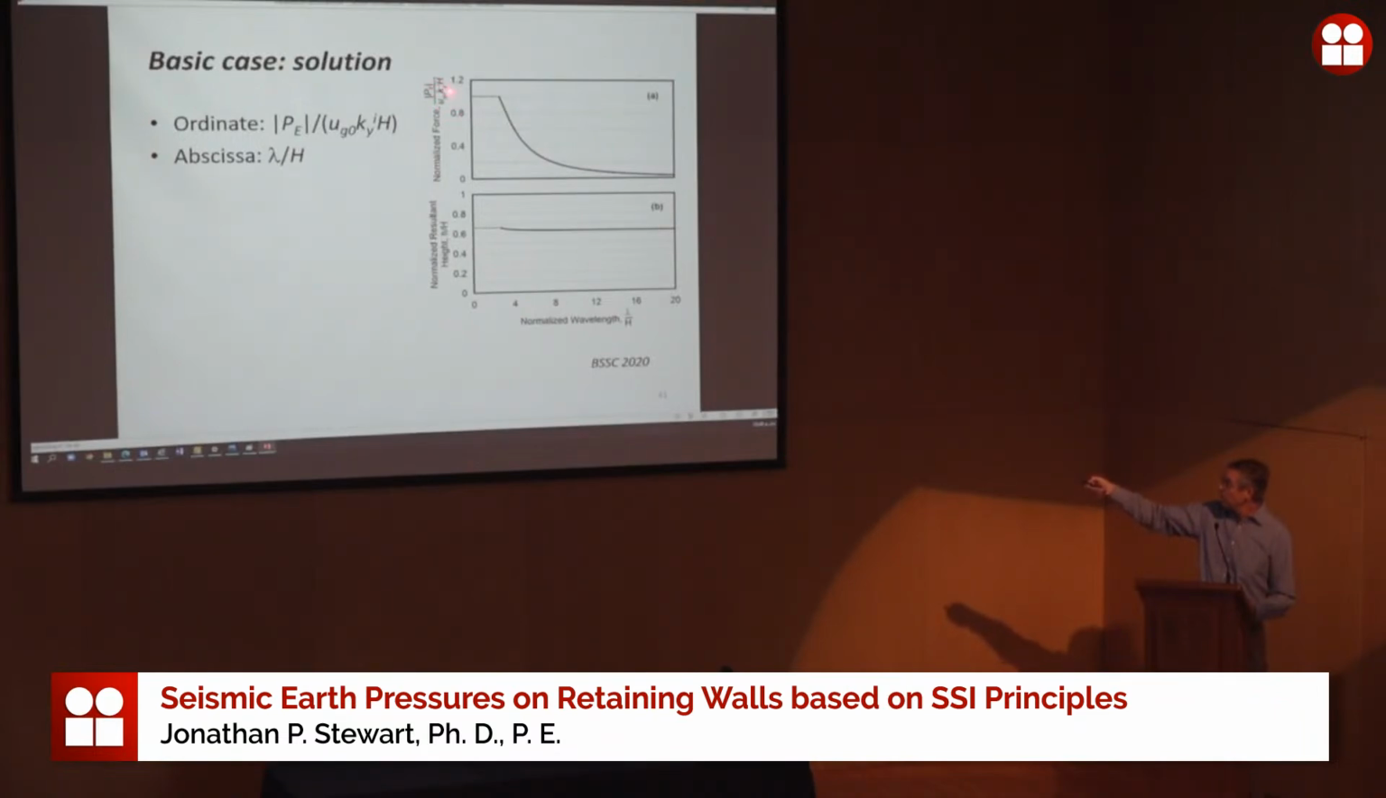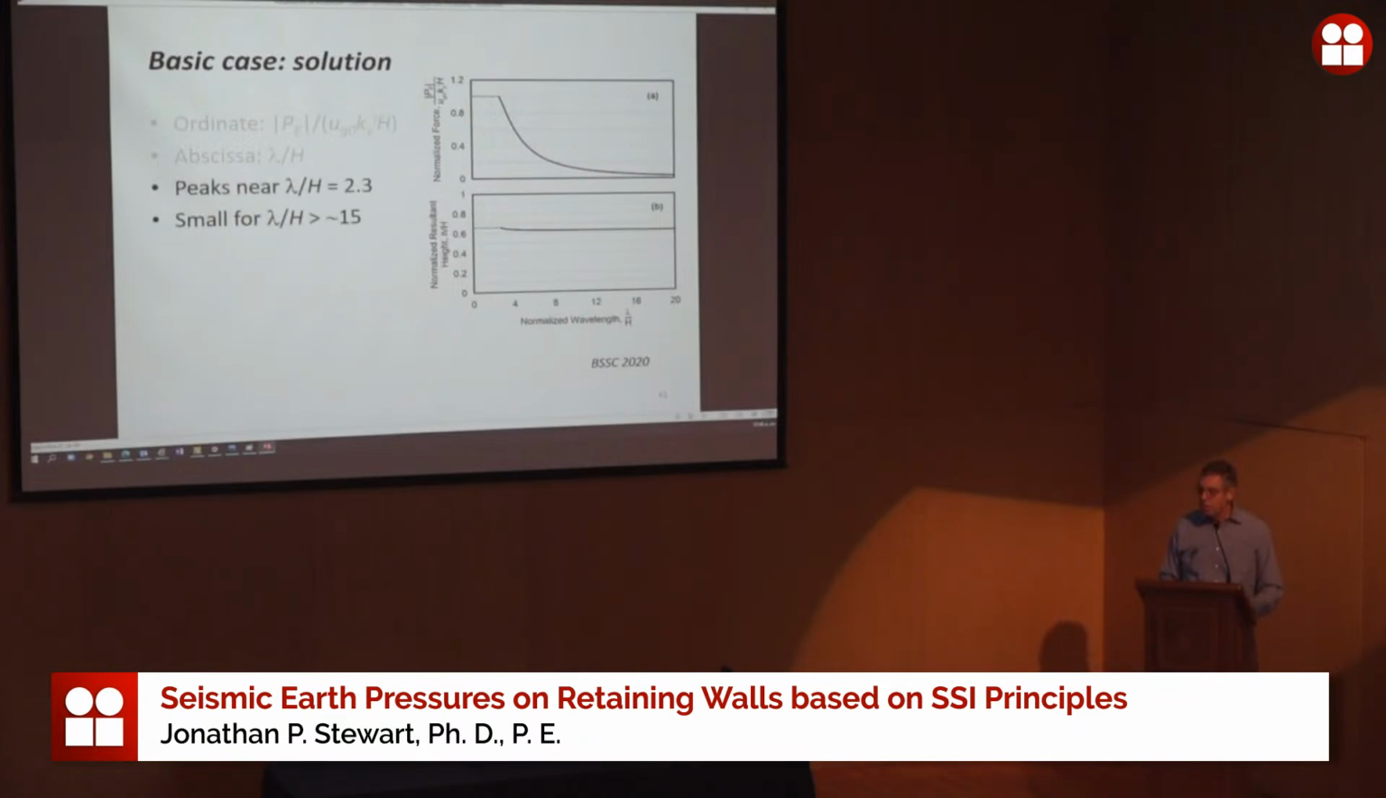KYI is the soil stiffness, and H is the wall height. This is a dimensionless quantity. The horizontal axis is the wavelength of the wave divided by the height of the wall, also a dimensionless quantity. So if we look here, we see that there's this very strong dependence of the normalized force on the wavelength. This relationship peaks at about 2.3 wavelength to height ratio, and it becomes very small as the wavelength gets large.